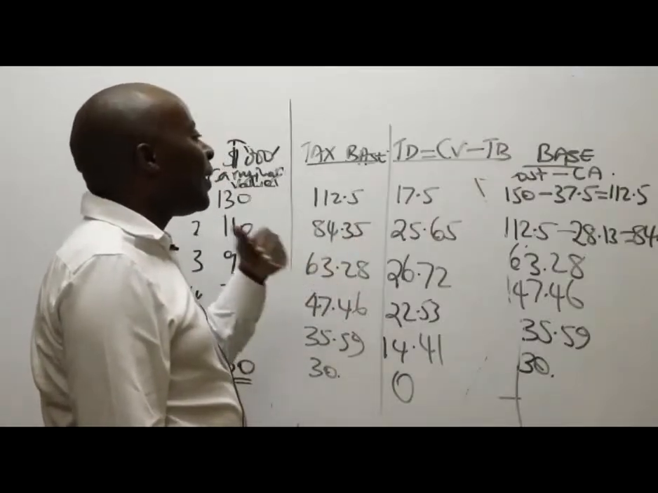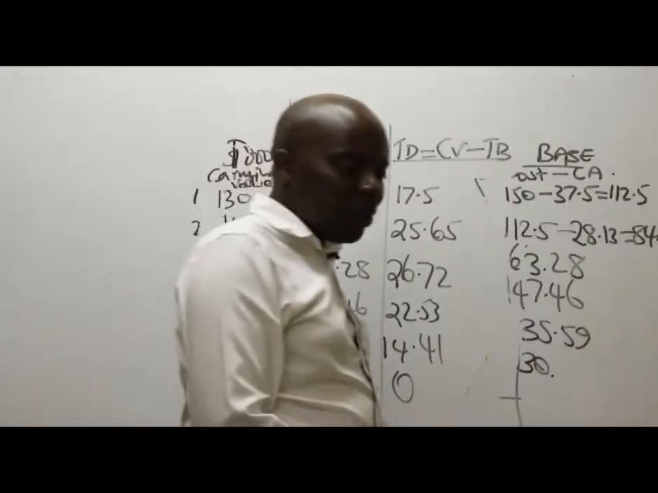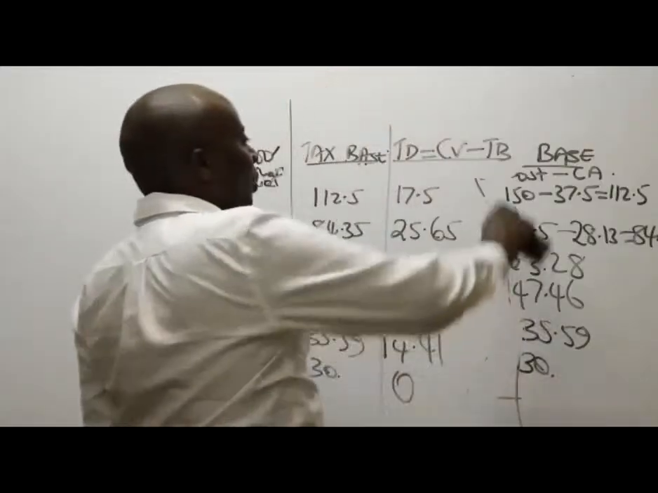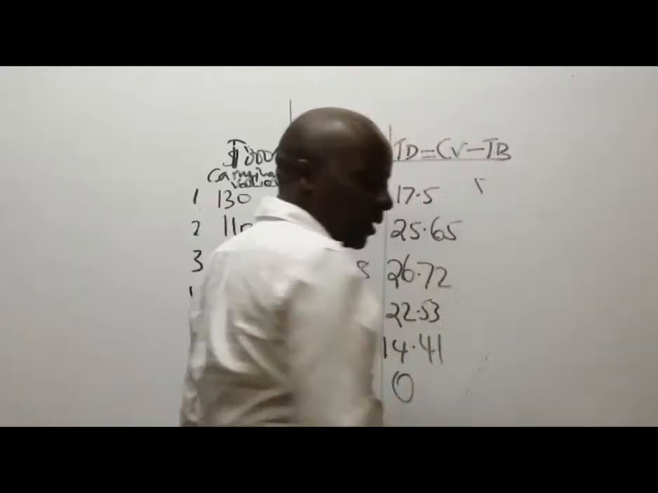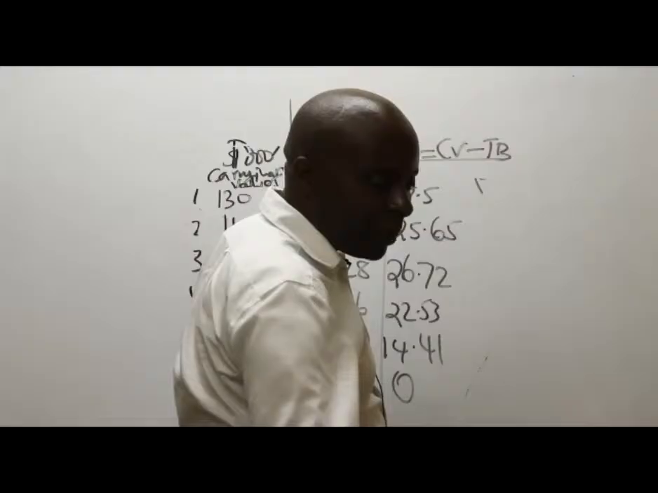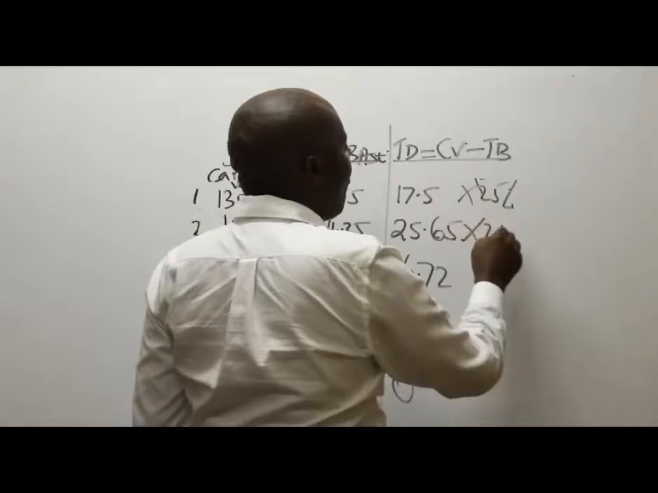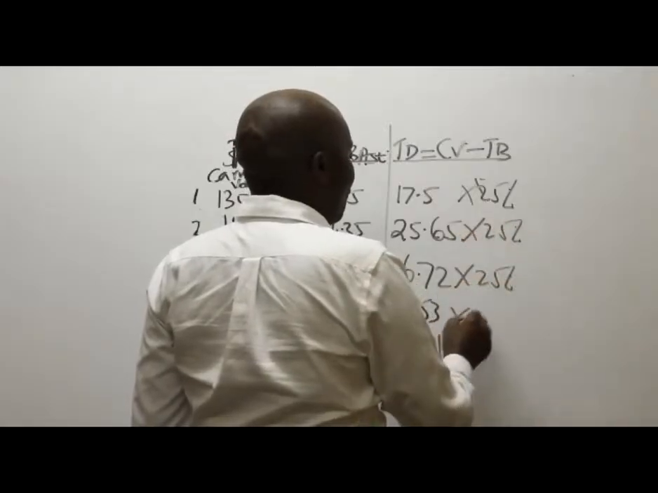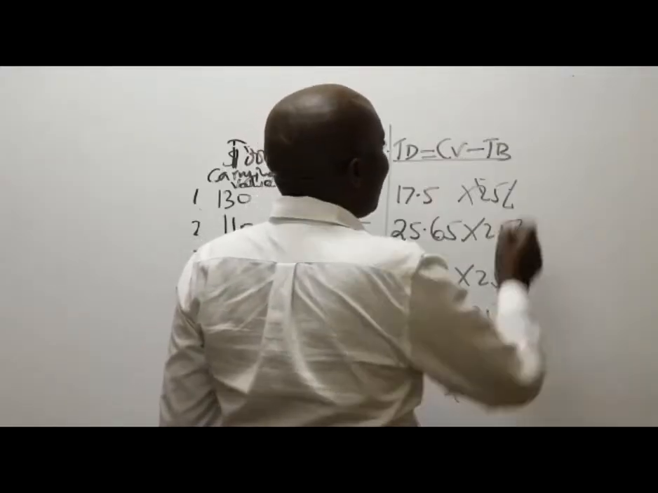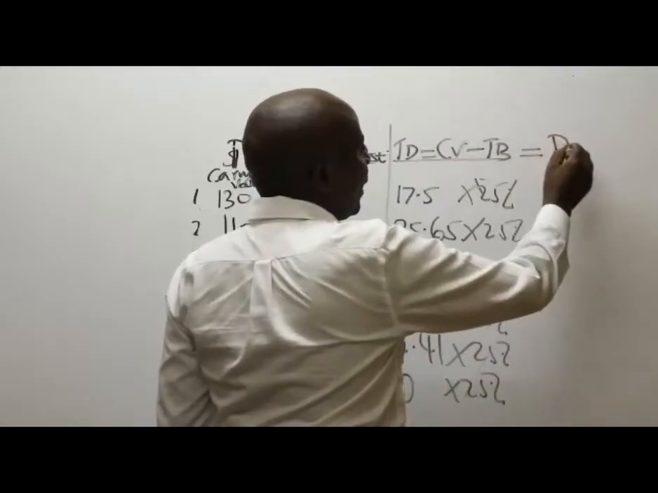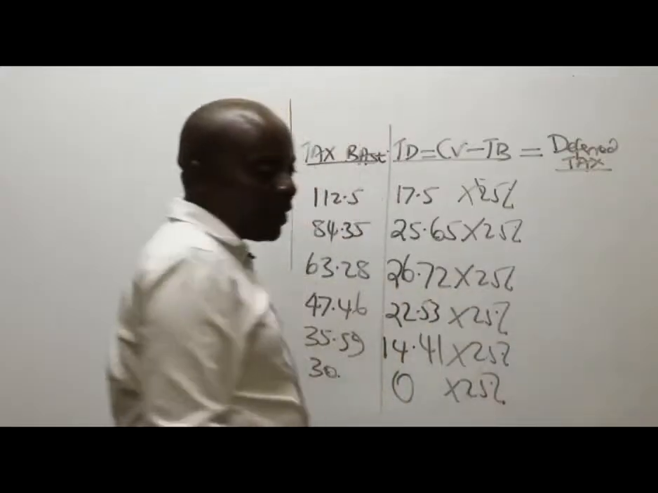Now, ladies and gentlemen, I would want someone to talk to me tonight. Or rather, let's just go ahead and get the deferred taxes. Do we have the tax rate? They say the tax rate is 25%. So if you multiply this with 25%, you will be able to get what we call deferred tax.